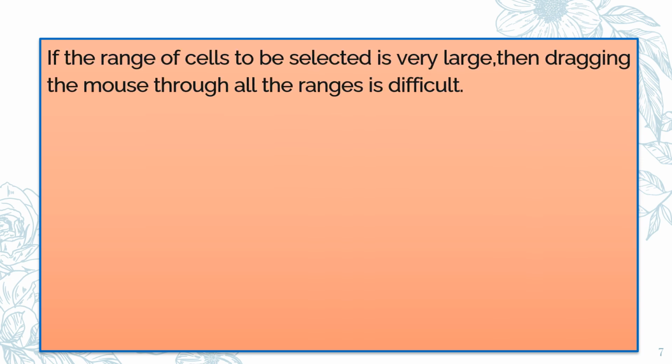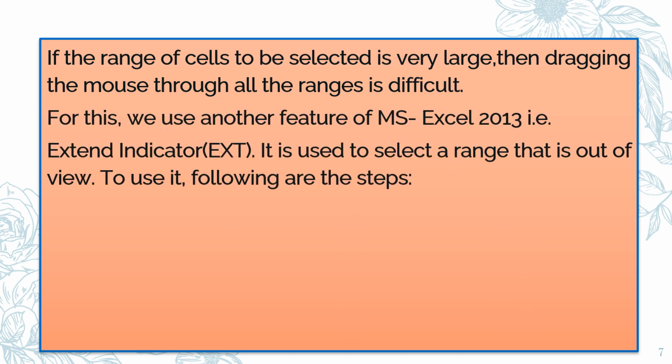Sometimes when you want to select a very large range of cells, dragging the mouse through the whole range is a difficult task. To overcome this, we use another feature of MS Excel 2013 called Extend Indicator. This feature is used to select a range that is out of view, meaning it is not visible. In order to use it, we have to follow some steps.